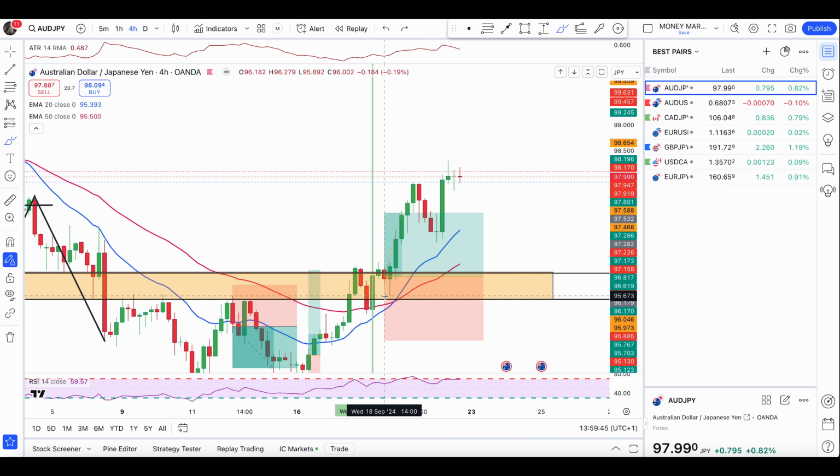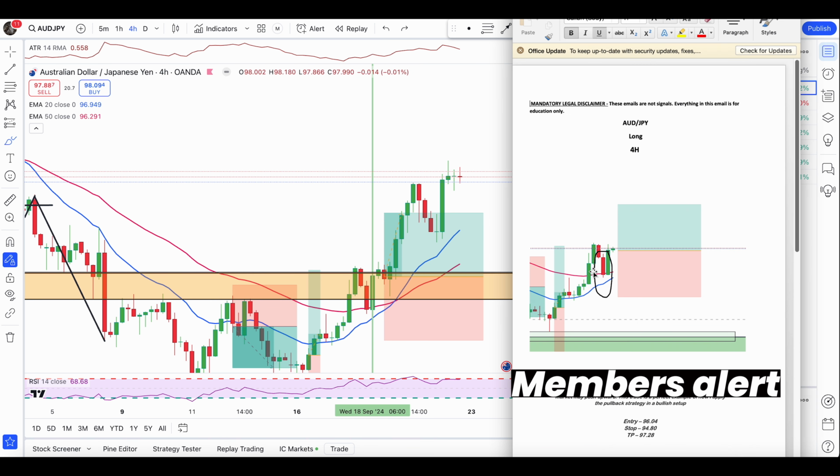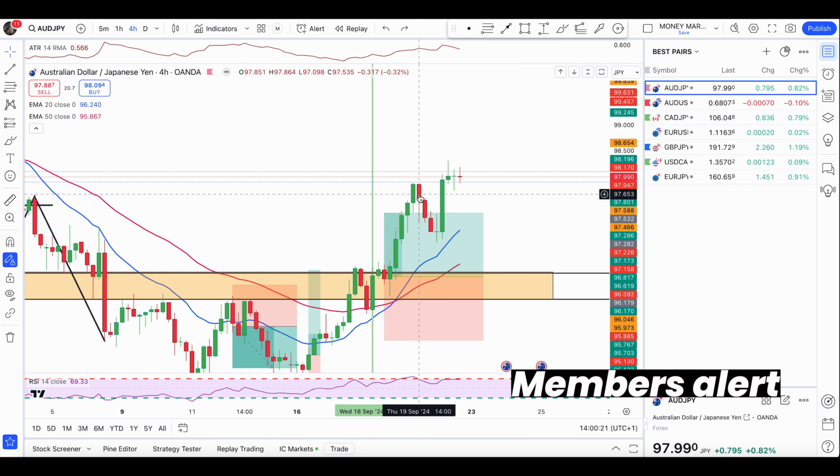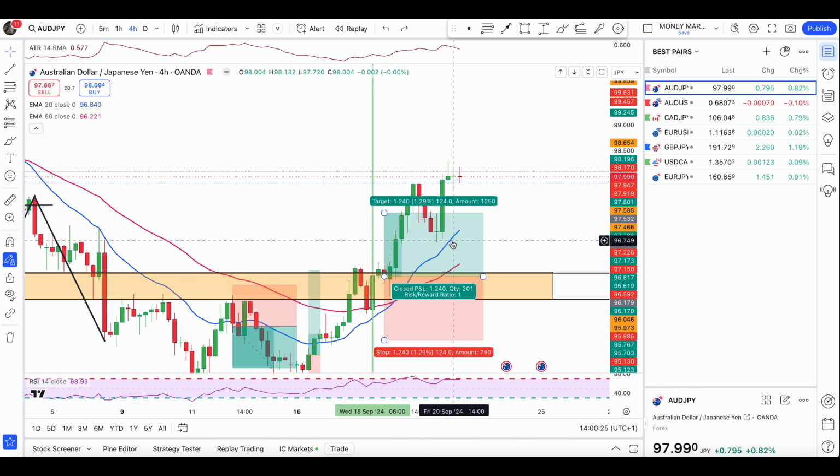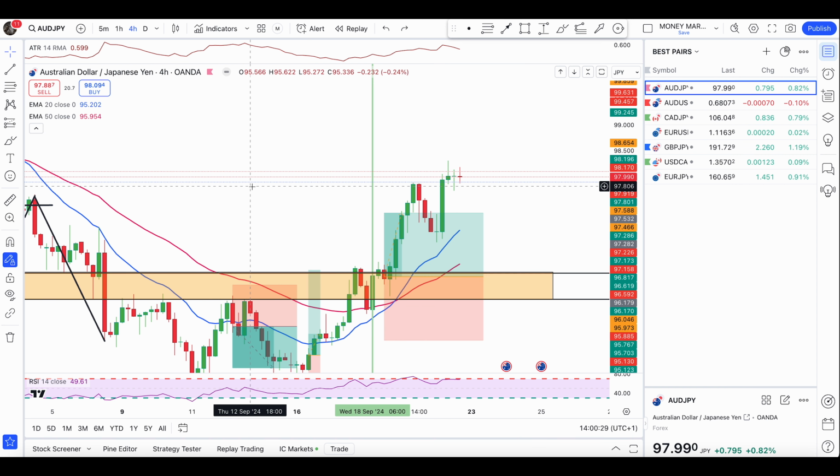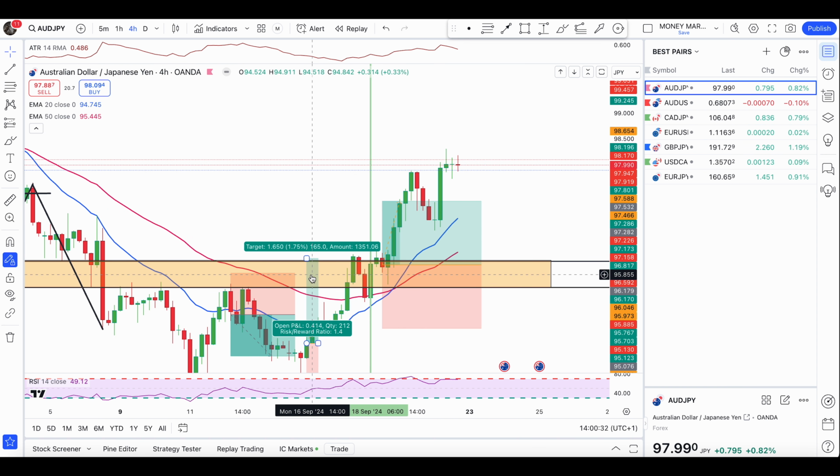And not just that, I've just sent it as a trade alert. Let me show you right here. It is something I've already sent to my members, AUDJPY. And right here the trade alert was sent when the price was right here, and if you see how many pips targets have been hit, the 124 pips target has been hit, and before that the 165 pips target has been hit.